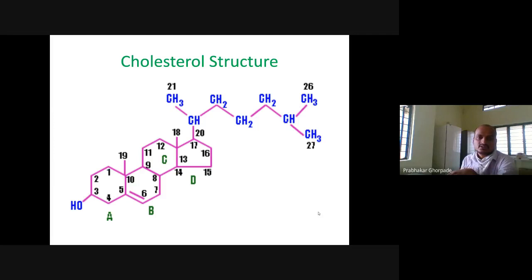Basically, this is our cholesterol structure. We will be seeing it in our syllabus. Basically, it contains three six-atom rings and one five-atom ring, and then an aliphatic chain here. So this is the cholesterol structure.